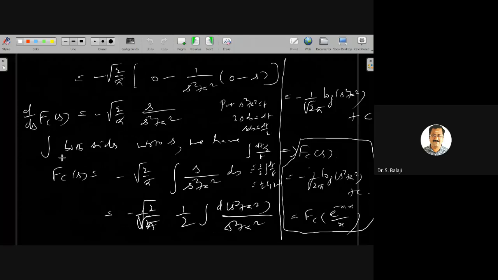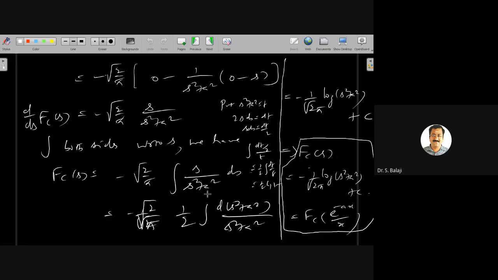Integrate both sides with respect to s. Since integration is the inverse of differentiation, FCFS is equal to minus root of 2 pi pi, integrate with respect to s here. Here is also s and here is also s. Integral s ds by s square plus a square.